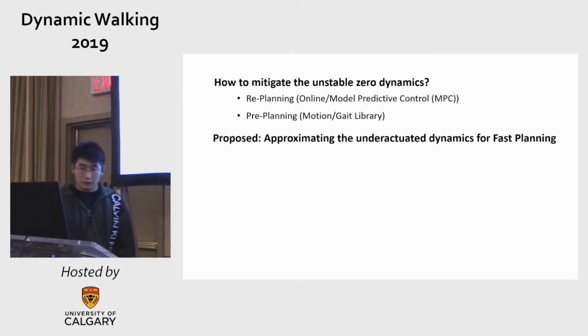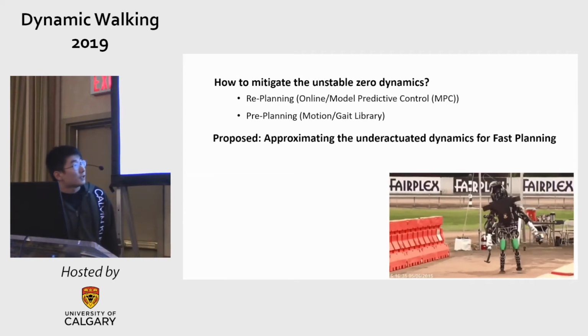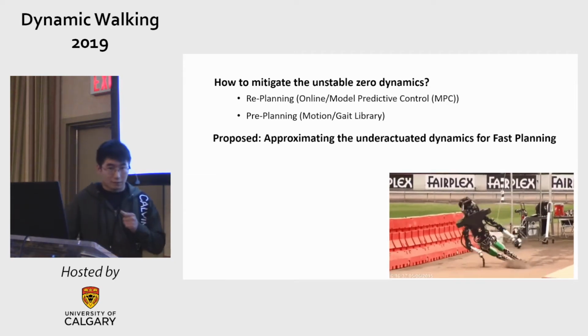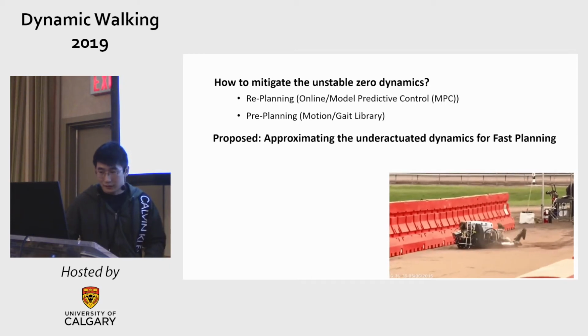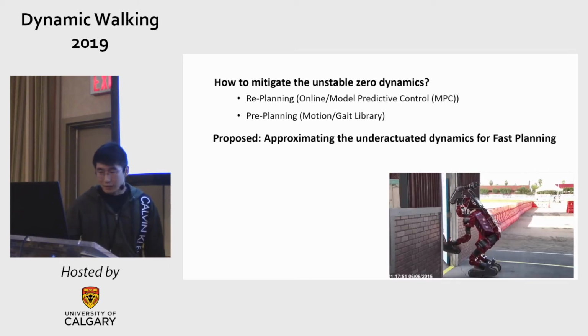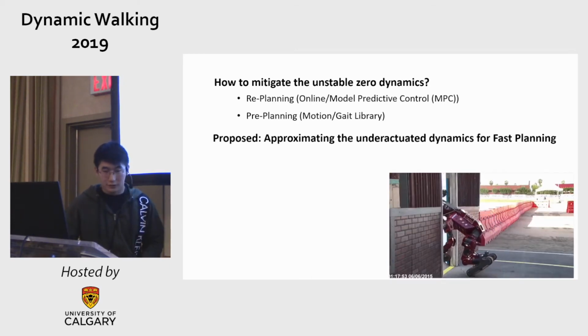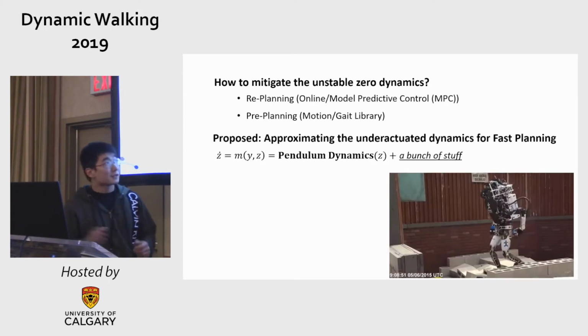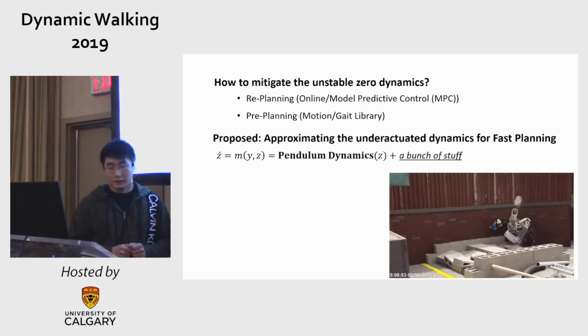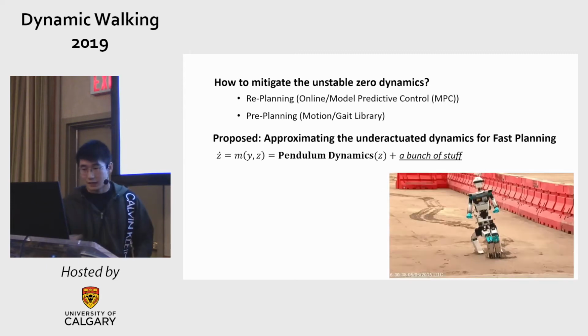So the approach I will propose, and also what most people are thinking of right now, is to approximate the underactuated dynamics with some kind of model for faster planning. If we look at all the falls from the DARPA Robotics Challenge, we intuitively understand the zero dynamics, which is the forward position and velocity, behaving like some kind of pendulum dynamics, plus a bunch of stuff.